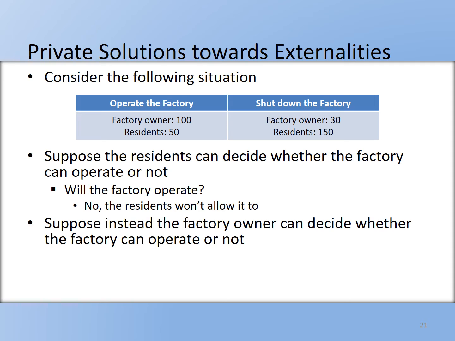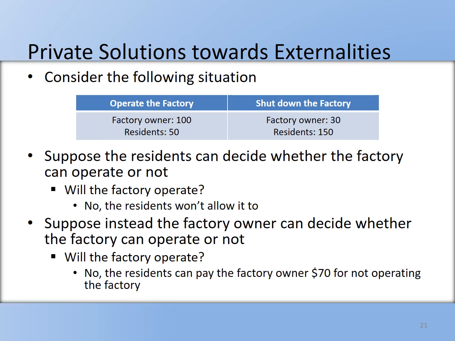Now here's the interesting case. Suppose instead the factory owner can decide whether the factory can operate or not. Your first instinct might be that the factory owner will certainly operate. But if you follow the logic I just told you, if private negotiation is possible, the residents can certainly pay the factory owner $70 and ask him not to operate the factory. It's better off for everyone.